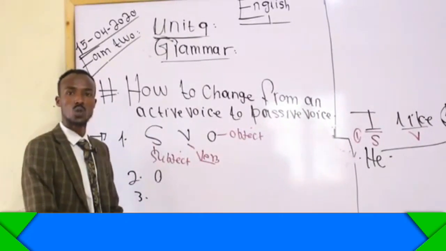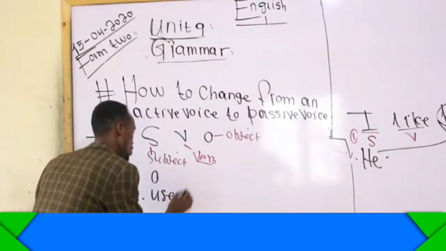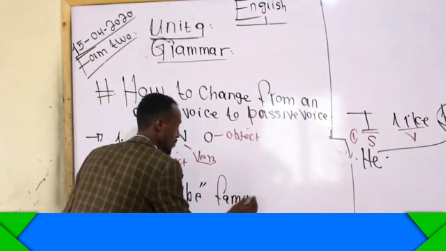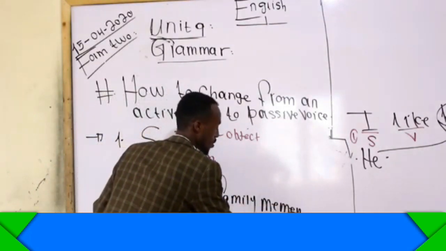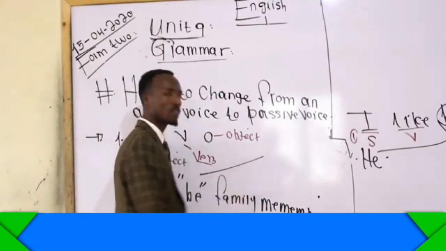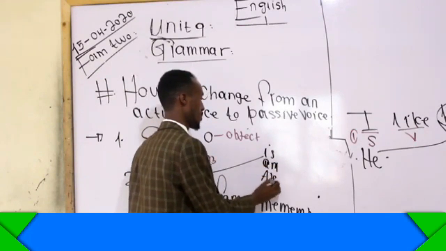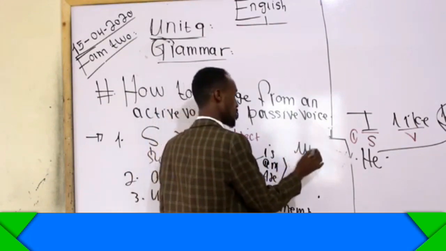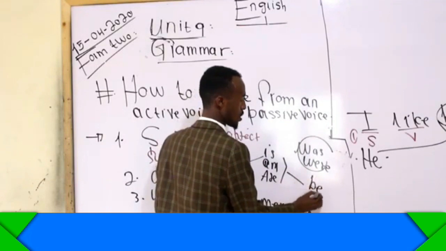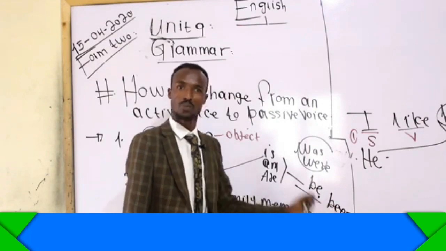Number 3, use be family members. I think you know be family members. Be family members are is, am, are, was, and were, and also be, and also being. These are called be family members.